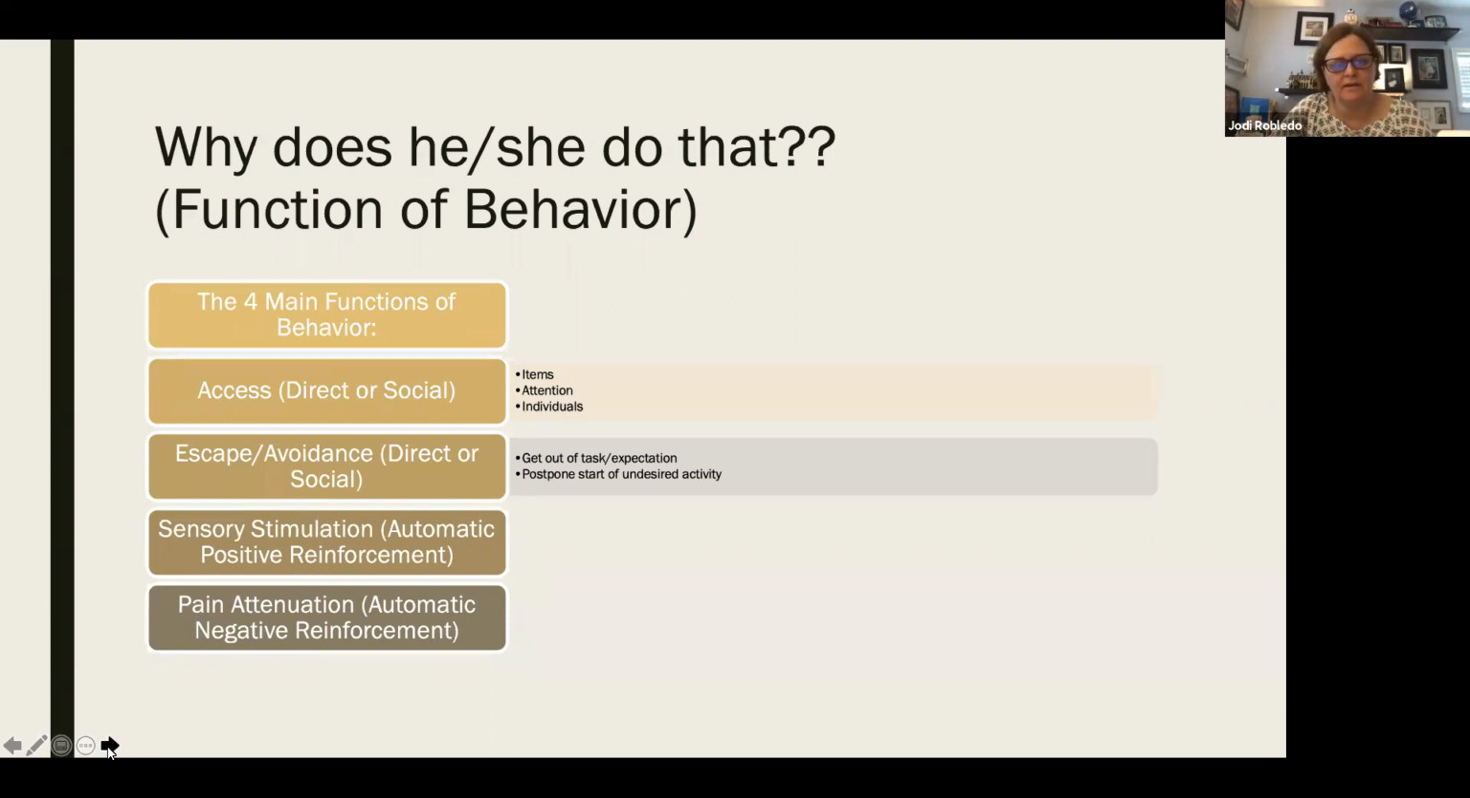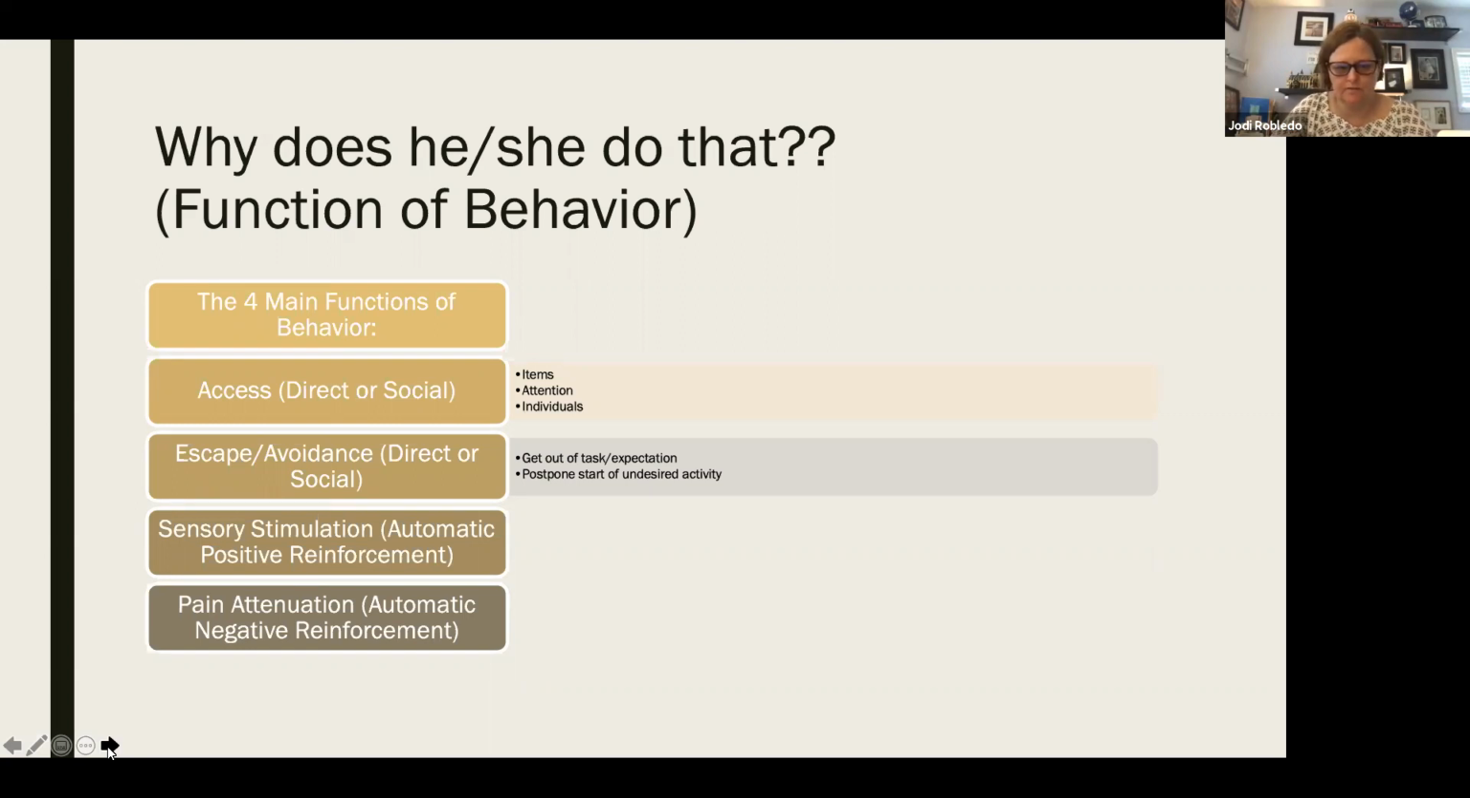So the first one is access. Oftentimes they'll say that a child is exhibiting a problematic behavior because they want to access something, they want to get an item, they want to get attention, they want to get actual individuals or access to these individuals. So access can be either direct or social. Direct meaning they don't really need another person, they are going to just get the attention or items themselves. Social access is, I need that person to get me the cookie in the cookie jar. So they might need social access. They need someone to get them what they need or to give them the attention they need.